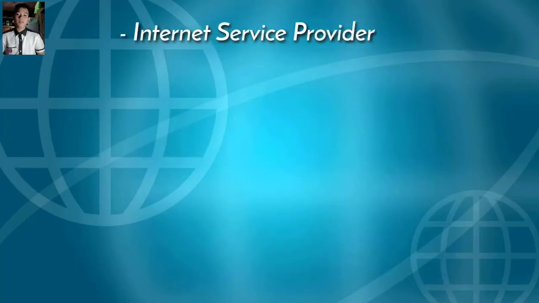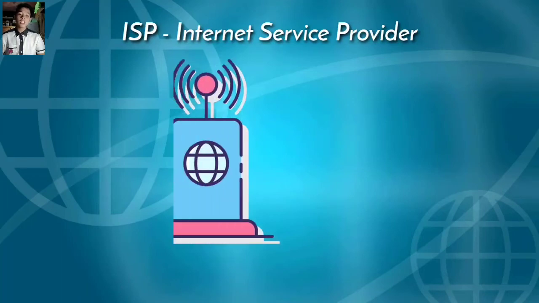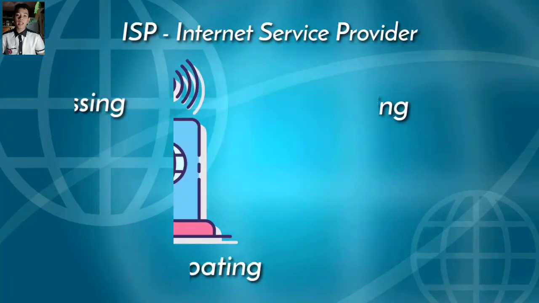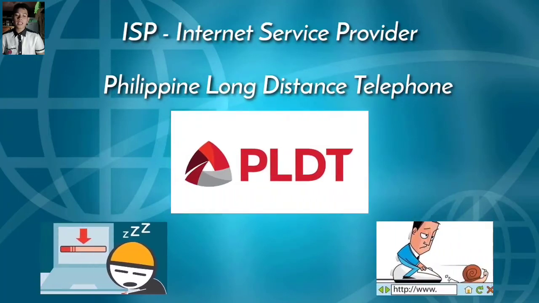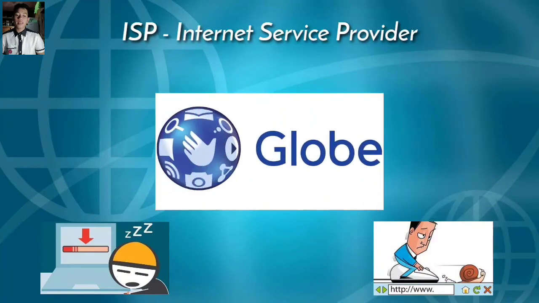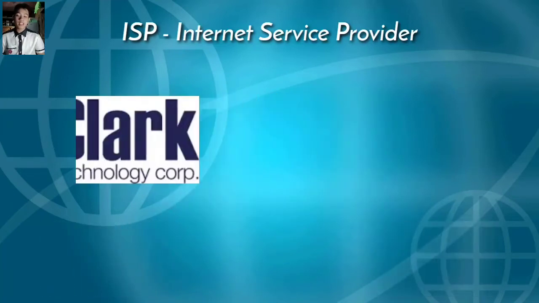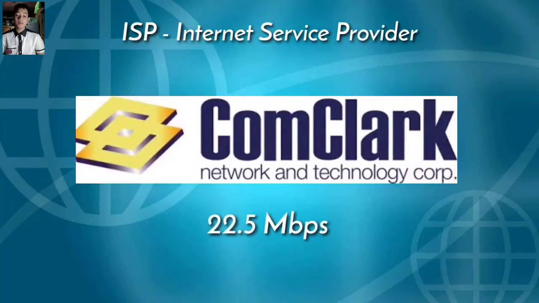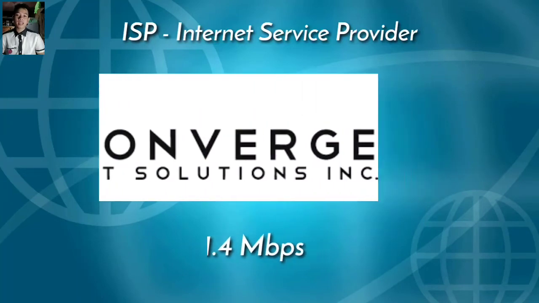Next is the ISP or the Internet Service Provider. It is an organization that provides service for accessing, using, or participating in the Internet. Example of this is the Philippine Long Distance Telephone or PLDT. Another is Globe Broadband, and many more. The fastest ISP in the Philippines is ComClark with an internet speed of 22.5 megabits per second, and Converge ICT as the second fastest with 21.4 megabits per second.